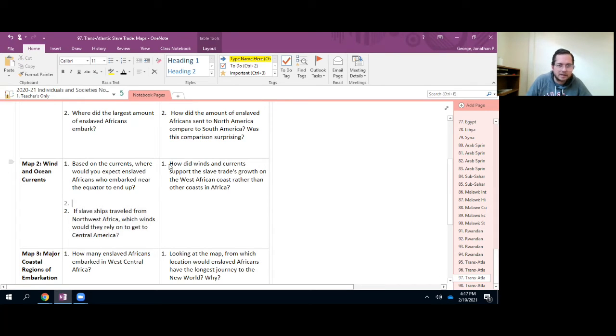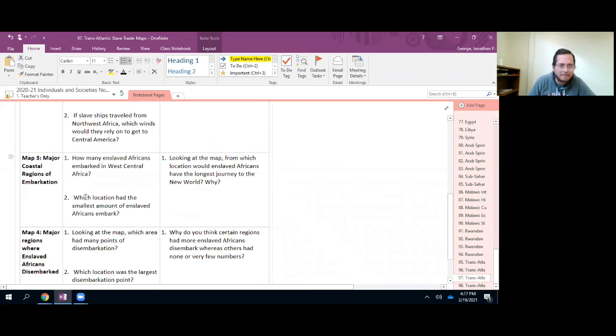And then let's look at the drawing conclusions, because I'm going to let you work on a lot of this on your own. Drawing conclusions: how did winds and currents support the slave trade's growth on the West African coast rather than the other coasts in Africa? Okay, let's move down to map number 3, please.